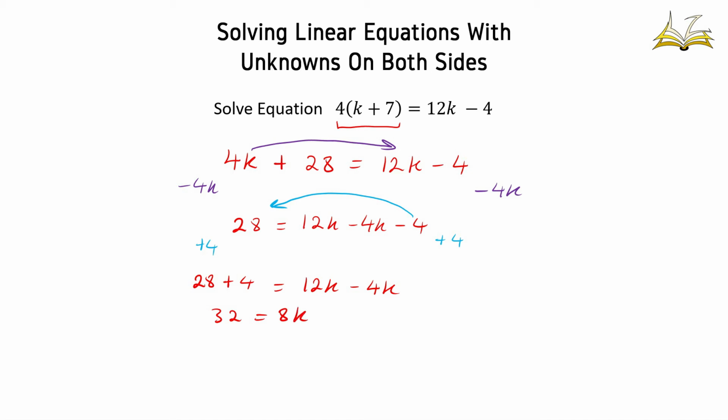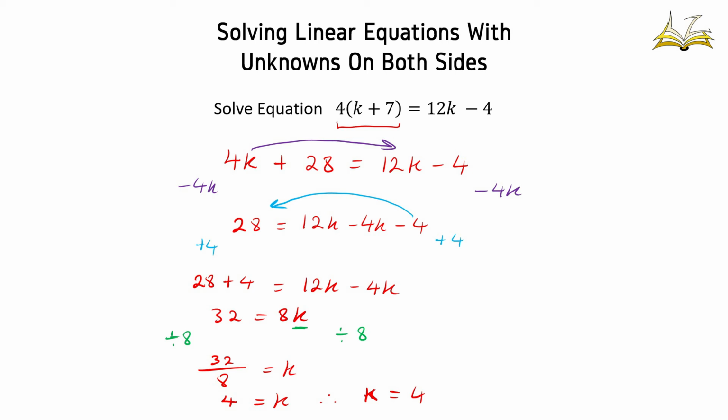So we're nearly there. All we need to do now is get k on its own. To do that, we need to get rid of this 8 in front of it by dividing both sides by 8. So now we have 32 divided by 8 is equal to k. 32 divided by 8 is 4, so k is equal to 4. That's the answer to this equation.